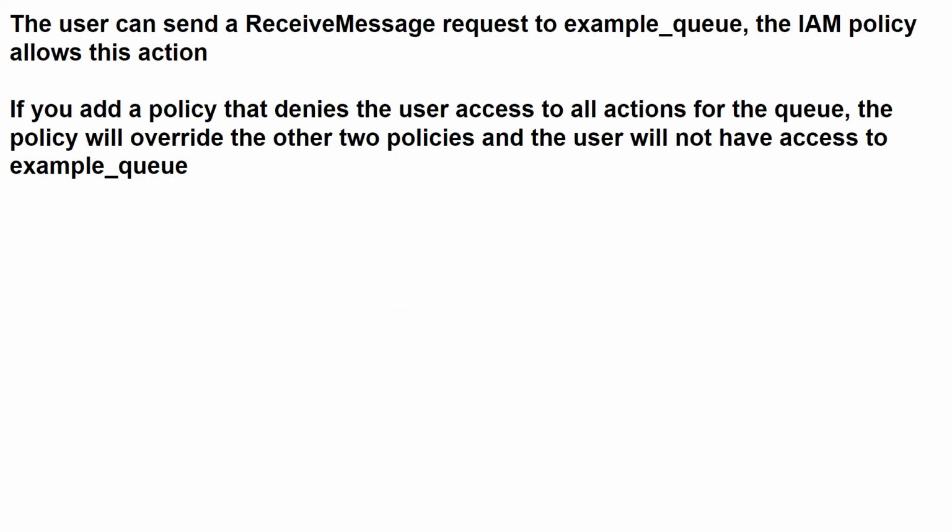The user can send a receive message request to example queue. The IAM policy allows this action. If you add a policy that denies the user access to all actions for the queue, the policy will override the other two policies and the user will not have access to the example queue. That's it.